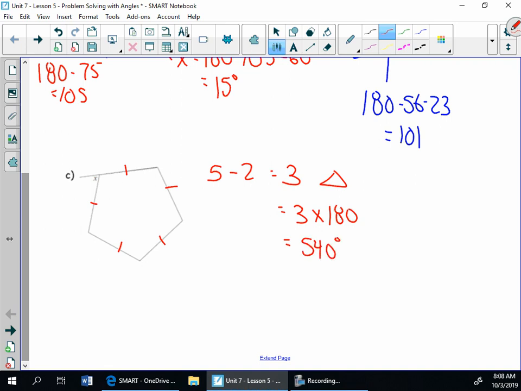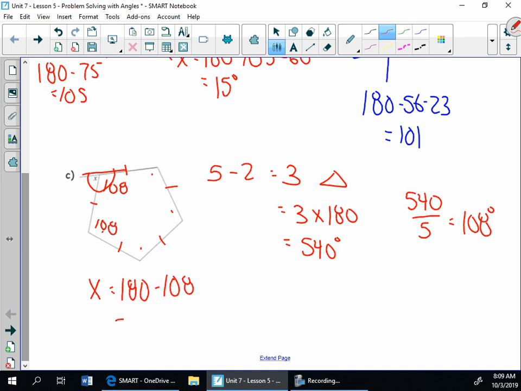But if there's 5 sides, there's also 5 equal angles. So if I take 540 and divide by 5, I get 108. On the inside, each of these angles must be 108. Well, why is that helpful? X is on the outside of the straight line. So x has to be 180 minus 108, or in other words, 72 degrees.